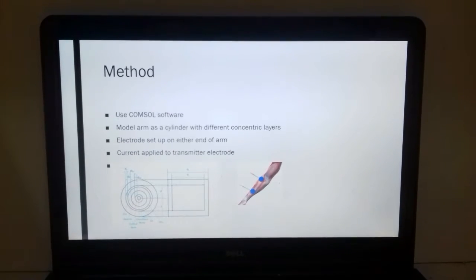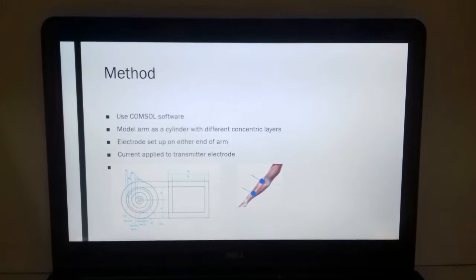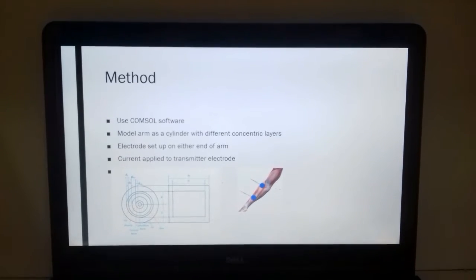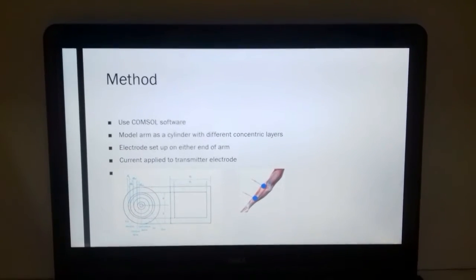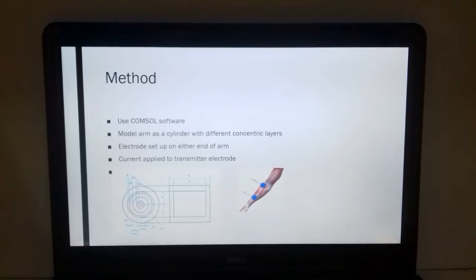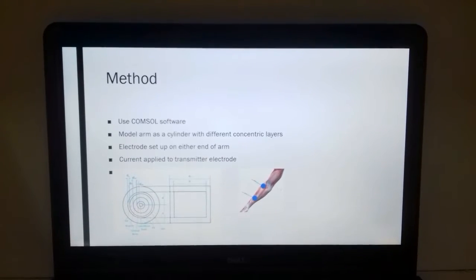For the project, we used the COMSOL software to model the human arm, which we selected as the geometry because of time constraints. How it worked is we split up the arm into 5 different layers, right? And we got the values for the electric conductivity and so on from other literature.